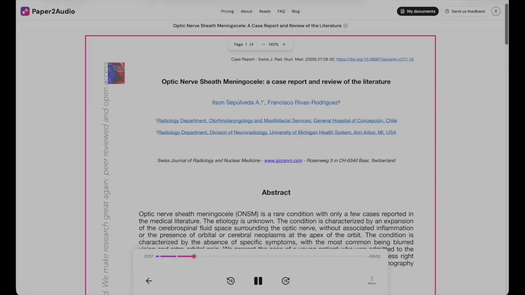However, blurred vision and retrobulbar pressure are common symptoms. An MRI of the orbits is often used to diagnose the condition, as it easily reveals a dilated optic nerve sheath filled with CSF. Due to the rarity of ONSM, there is currently no consensus on the optimal therapeutic approach.